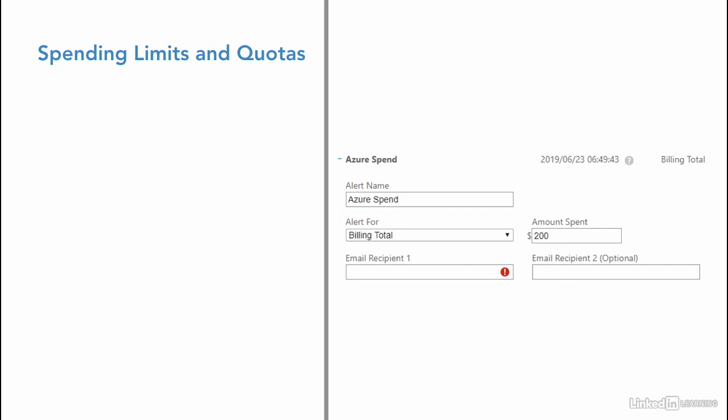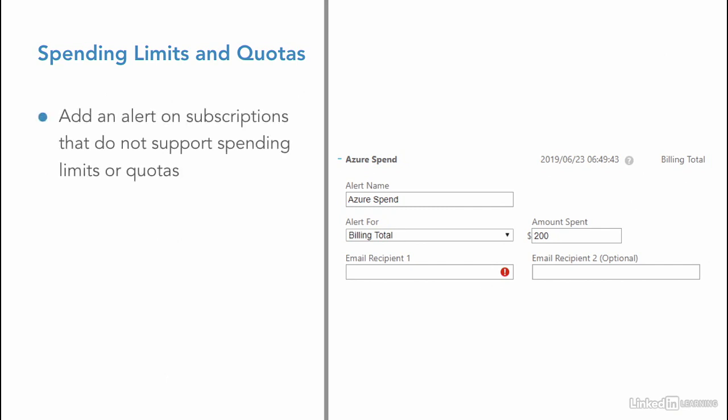Not every subscription allows you to set a spending limit or quota. For those subscriptions that do not allow it, what I like to do is add an alert. This will let the email recipient know that they're getting close to the amount spent that you specify. In my example here, I have an amount spent of $200.